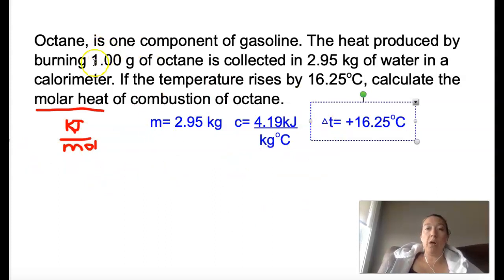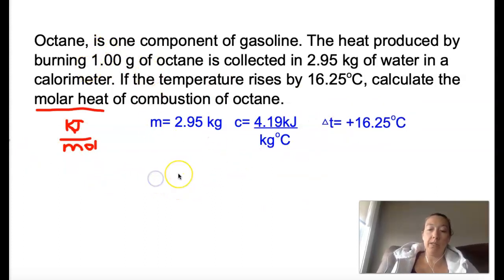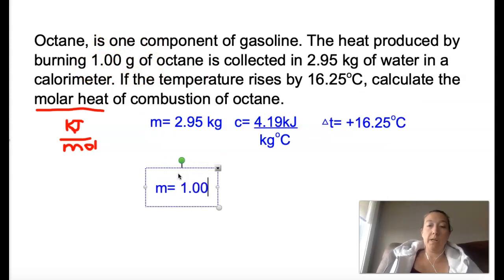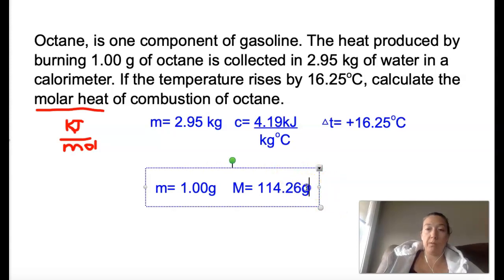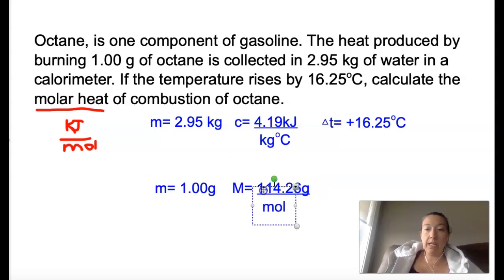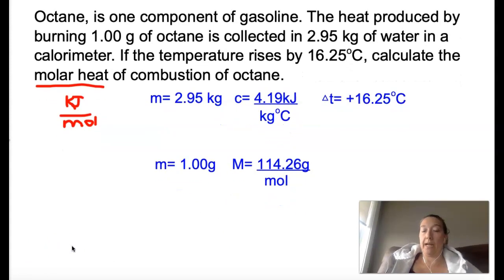To get moles of octane, I have a mass of octane. I know that the mass of the octane is 1 gram. So I also need to get the molar mass of octane. Octane is C8H18, so the molar mass for that is 114.26 grams per mole. And if you're wondering how I was supposed to know that was the formula for octane, remember in your data booklet, you have that table that shows you all those common formulas and names. Octane is most definitely in there.